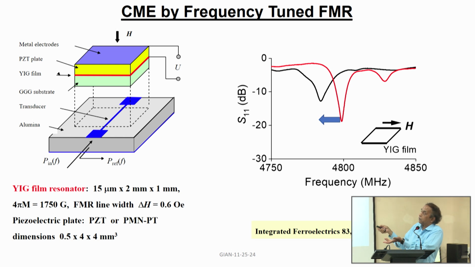So from the equation for ferromagnetic resonance, you can calculate the shift. This is with no electric field. If you apply an electric field, it shows a downshift in the frequency. So from this difference and the magnitude of the electric field applied, you can calculate what the converse magnetoelectric coefficient is. So that's how we do the converse effect.